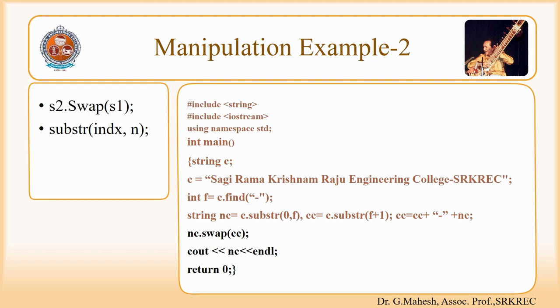And we are also creating a CC, that is also a substring, starting from the F plus 1 position. Therefore, after Sagi Rama Krishnam Raju Engineering College, the dash is there. After the dash, SRKREC is there. Therefore, SRKREC is stored in CC. Now, concatenate SRKREC, dash, and Sagi Rama Krishnam Raju Engineering College and assign it to CC. Now CC contains SRKREC dash Sagi Rama Krishnam Raju Engineering College.